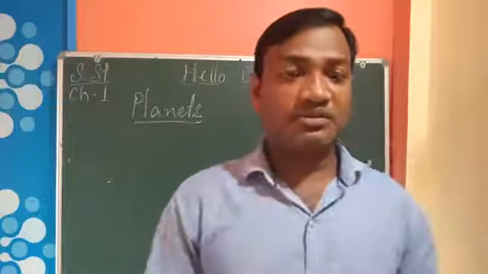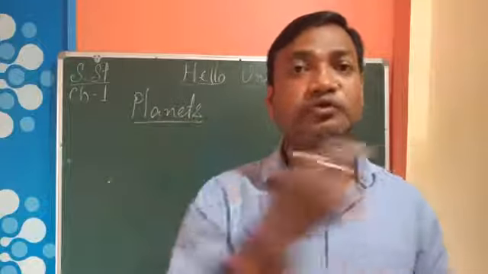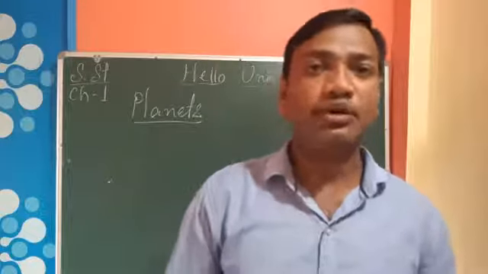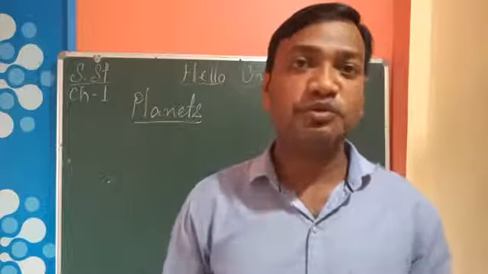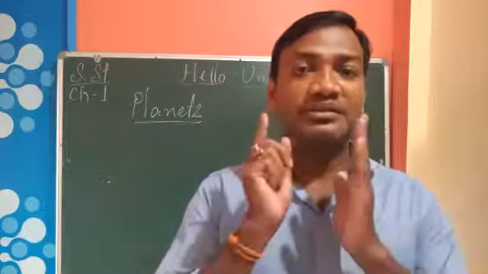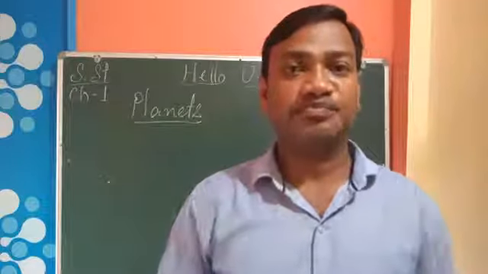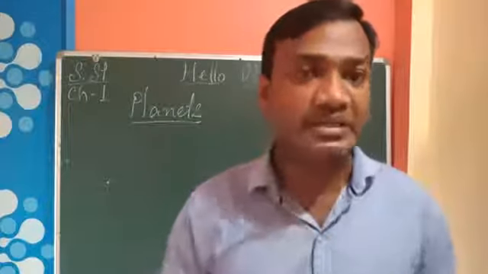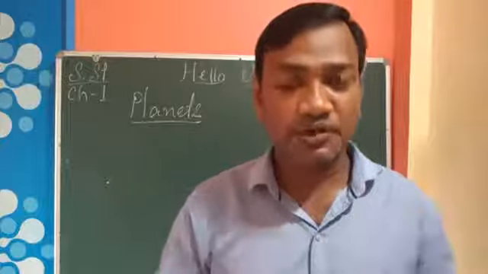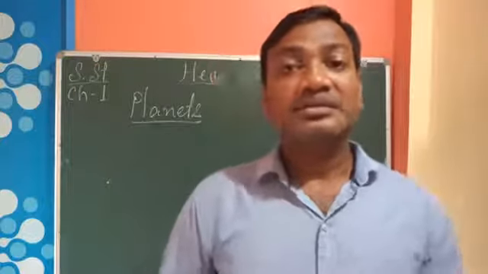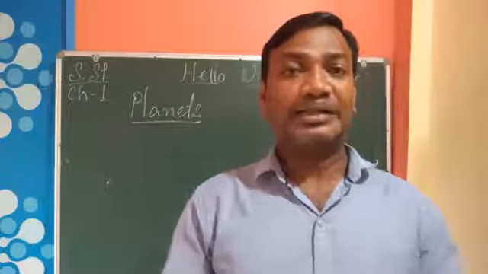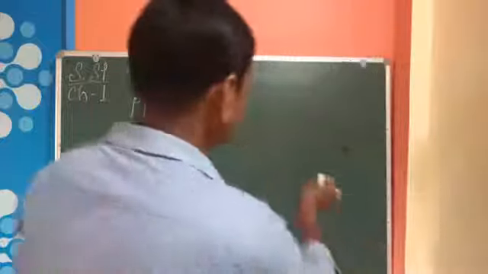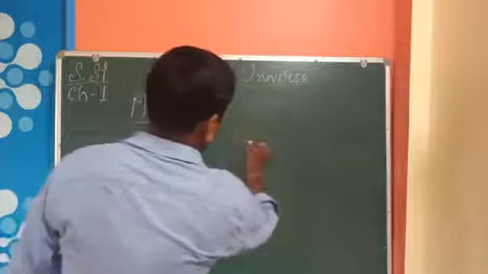All the planets, while they move around the sun, have their own path, that means their own road. Only that road they use. They never go this side or that side. They have their fixed path, and it is elliptical. That means it is not round. Their road is like this.